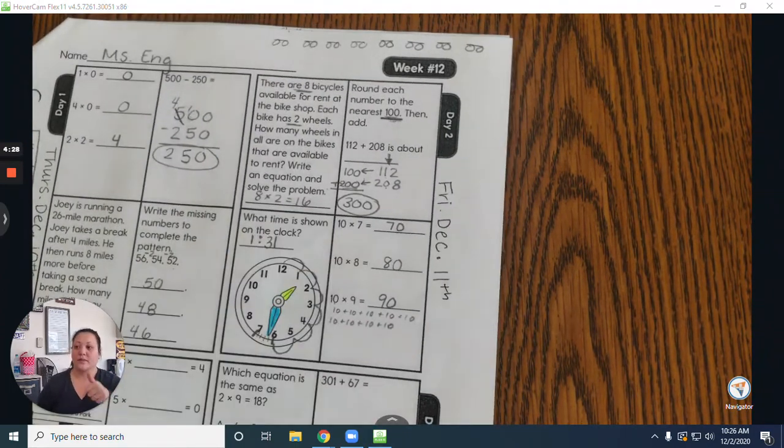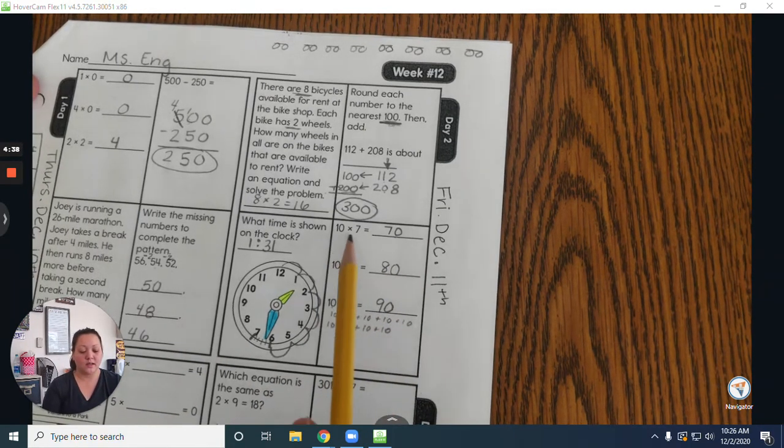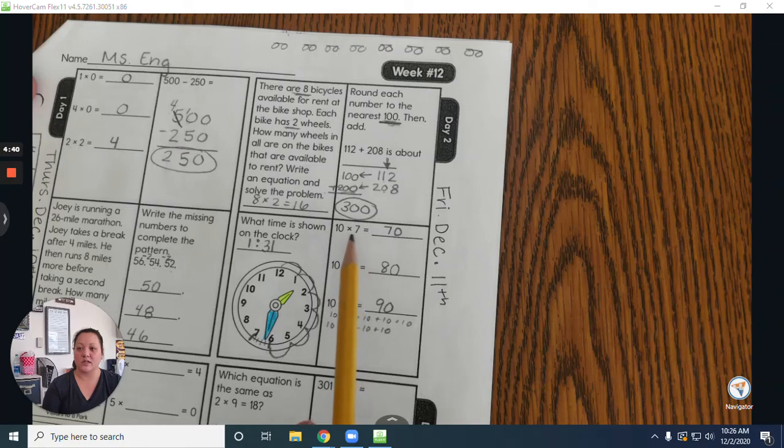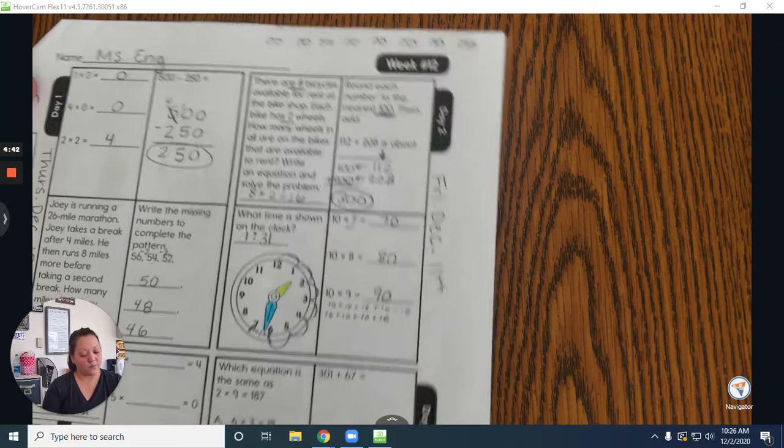So you could skip count by 10. So let's skip count by 10 for this one. 10, 20, 30, 40, 50, 60, 70. Hopefully you understood how I got that. Or the little trick is whenever it's times 10, whatever the number is, you add a 0.